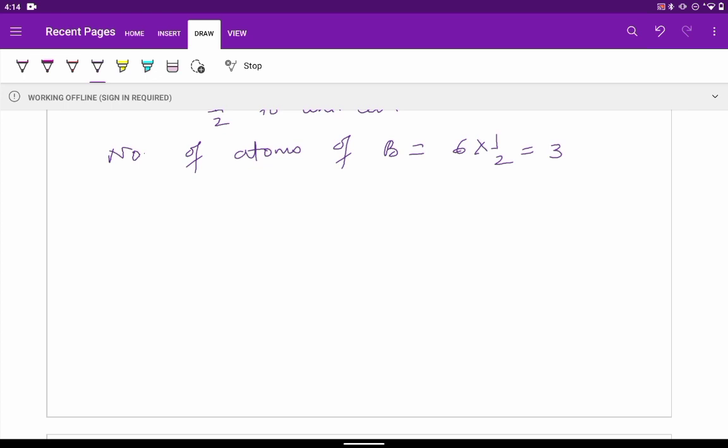So for A it is 1, for B it is 3. So what will the formula be? I hope you all guessed correct. It will be AB3. Formula will be AB3. Let us go to the next one.